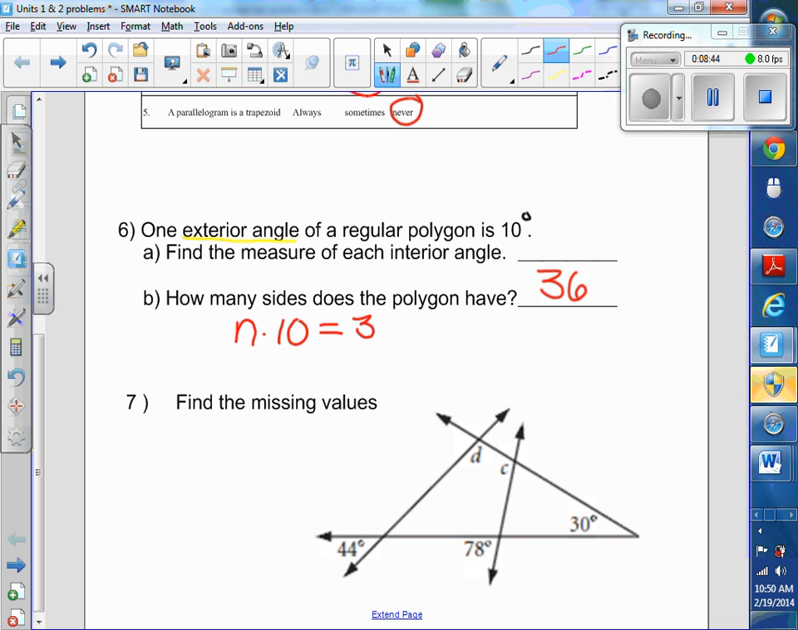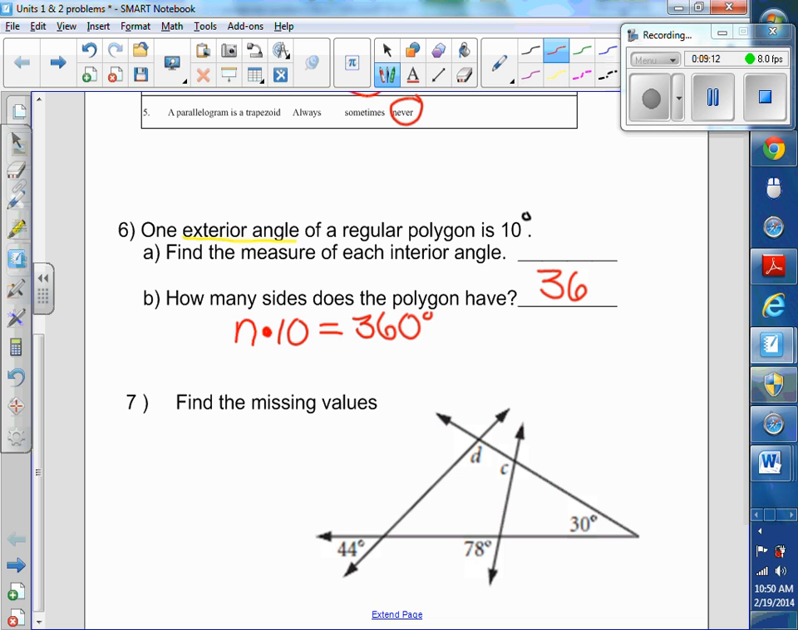Grace kind of came up with it. Oh, so Grace, what did you do? Maybe I'm jumping the gun. I thought you did this. Yeah, that's what I did. I was thinking the 10, since the exterior angles are always 360. The sum of the exterior angles is always 360. So since one exterior angle is 10 degrees, 360 divided by 10 is 36.